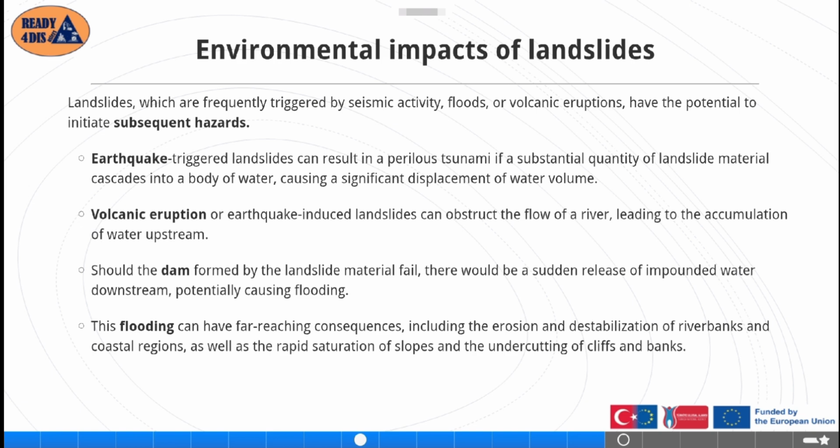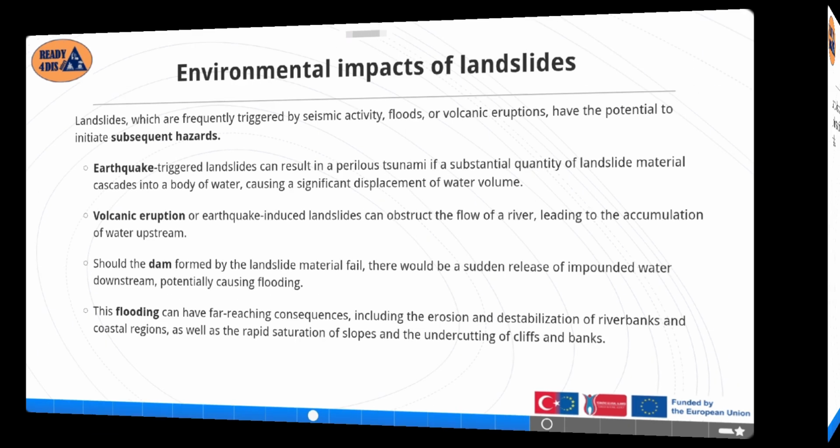If such a dam fails, the stored water can be released suddenly and cause severe flooding downstream. These floods may have far-reaching consequences, including the erosion and destabilization of riverbanks and coastal areas, rapid saturation of slopes, and undercutting of cliffs and bluffs. Therefore, the secondary hazards triggered by landslides are at least as critical as their direct effects.